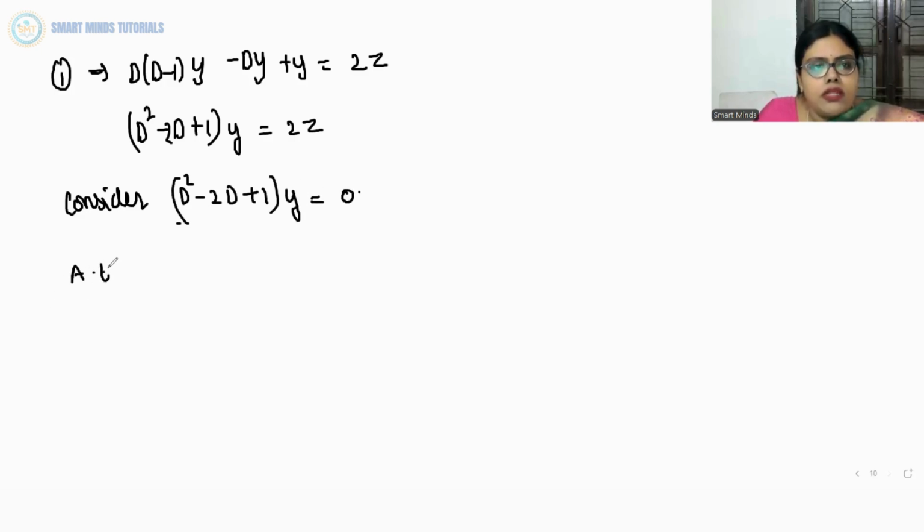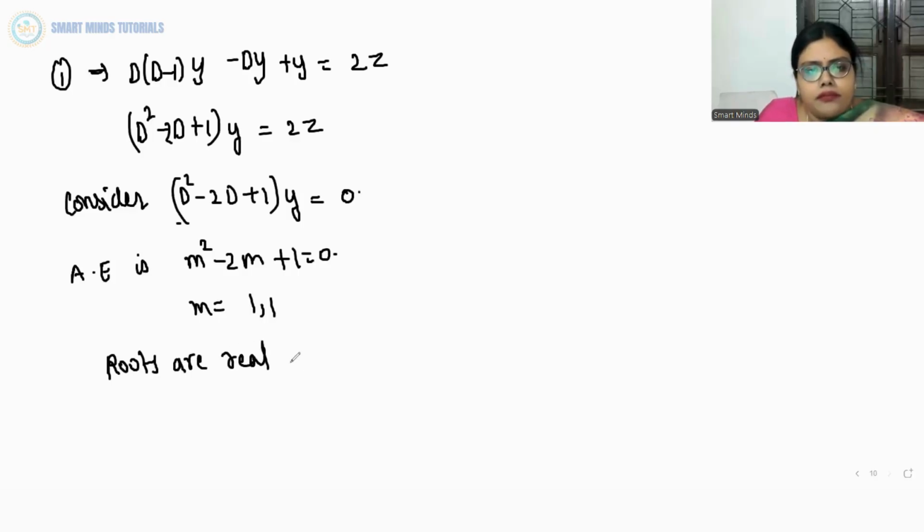Now what is the auxiliary equation? It is m square minus 2m plus 1 is 0. So if you factorize this, you will get 1, 1. Now the roots are real and repeated. So the complementary function is C1 plus C2 z into e power z.